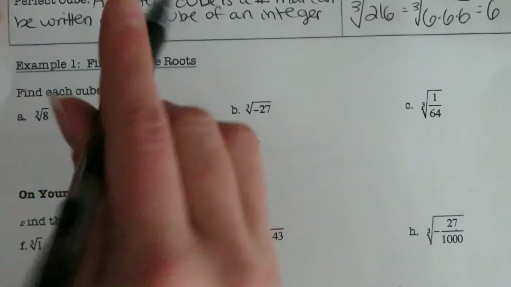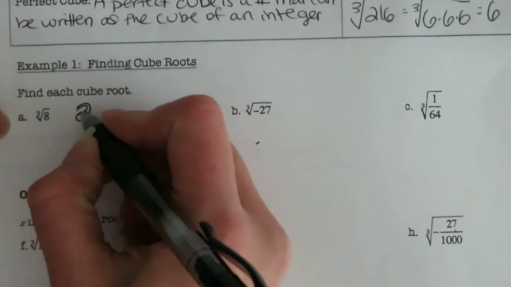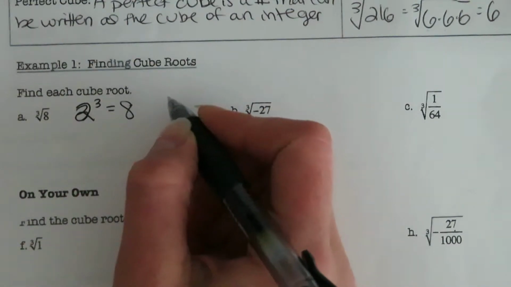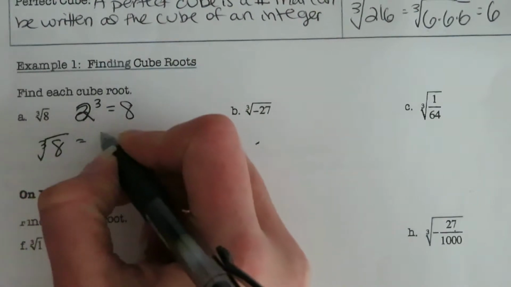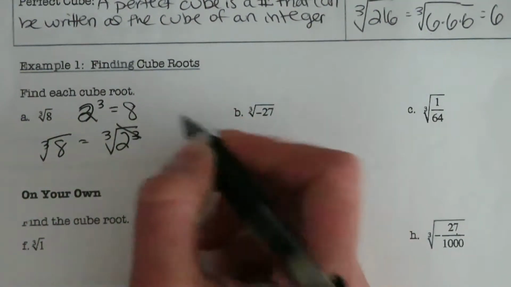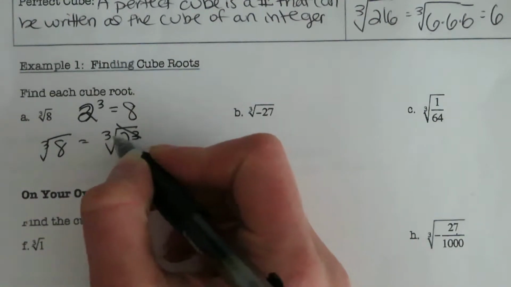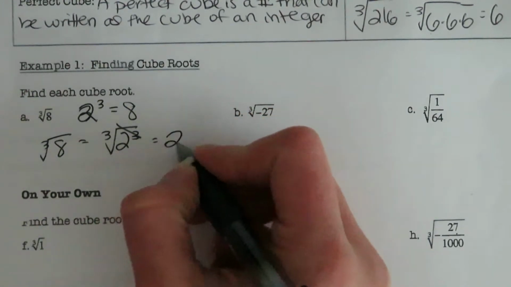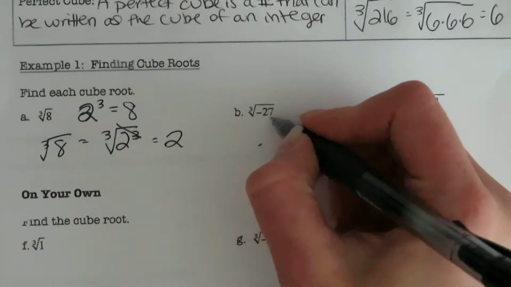All right, letter A. Cube root of 8. Well, 2 to the third power equals 8 because 2 times 2 is 4 times 2 is 8. So the cube root of 8 equals the cube root of 2 cubed. These cancel out, meaning if you take the cube root of a cube, that just means it's going to be 1. So that equals 2.